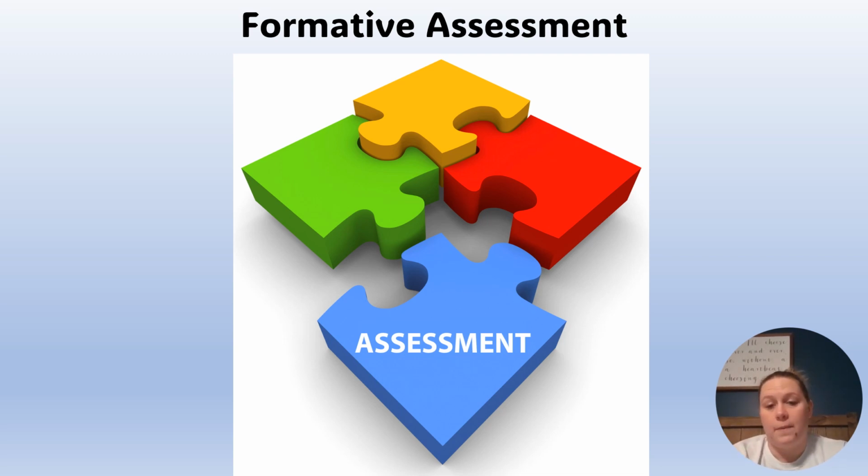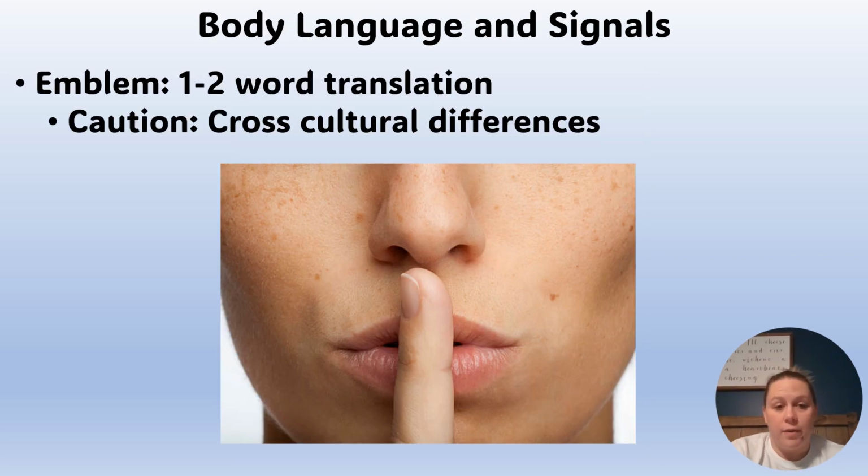Important is the interpretation of body language as well. You have your emblem language, which is a one or two word translation. Things like putting your finger to your lips to tell them to be quiet, that sort of thing. One word of caution is that these are cross-cultural and can have different meanings in different cultures and societies as well.